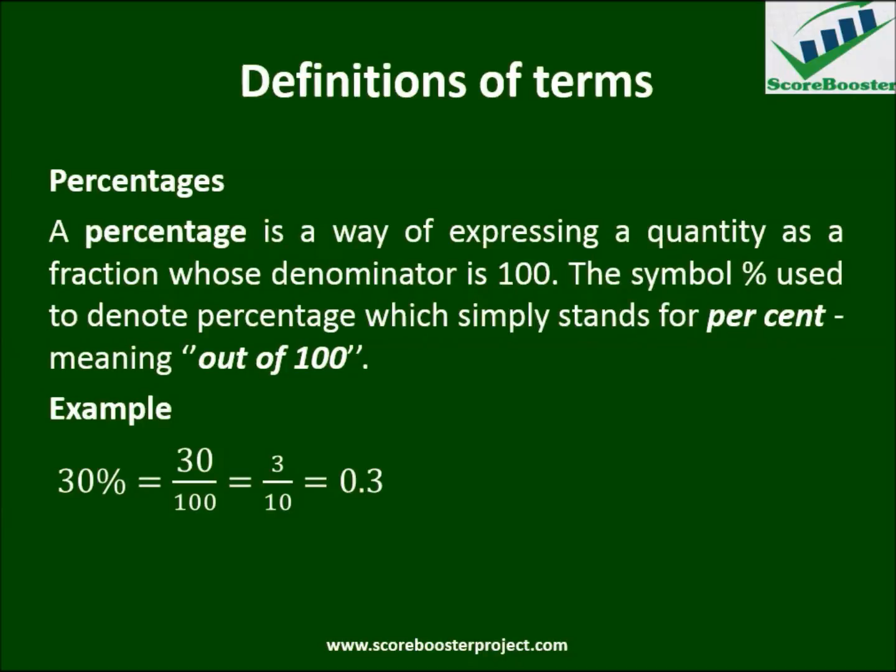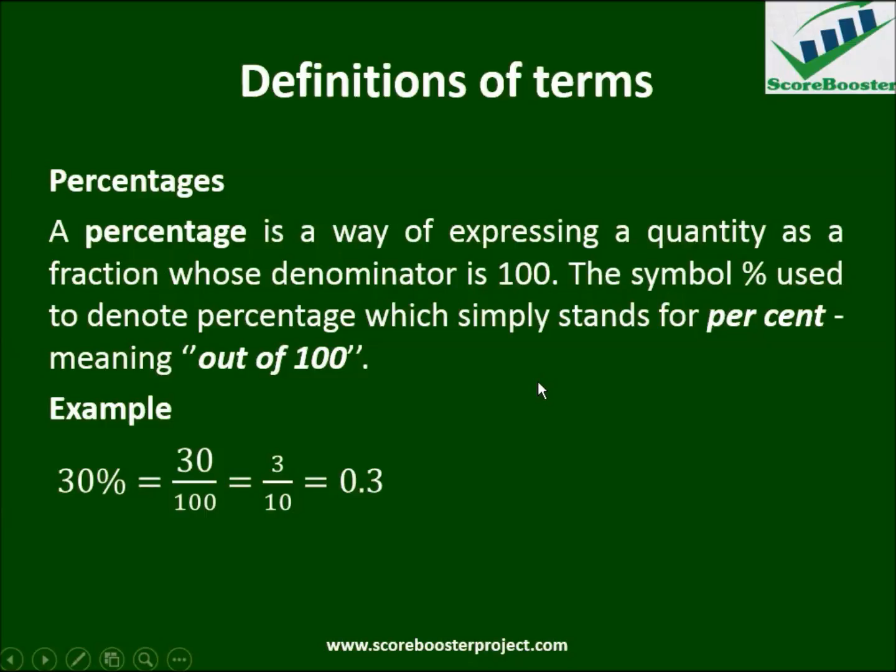So let's have a look at the definition of terms. Percentages. Percentage is a way of expressing a quantity as a fraction whose denominator is 100. So the symbol percent is used to denote percentage, which simply stands for per, which means out of 100 is cent. So per, out of cent, 100.